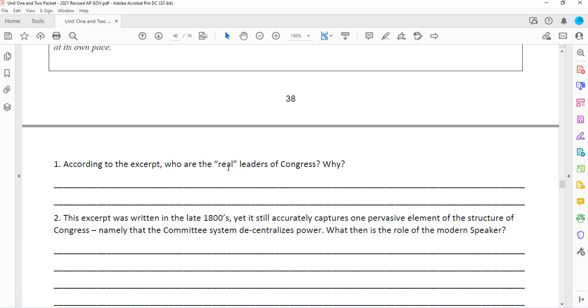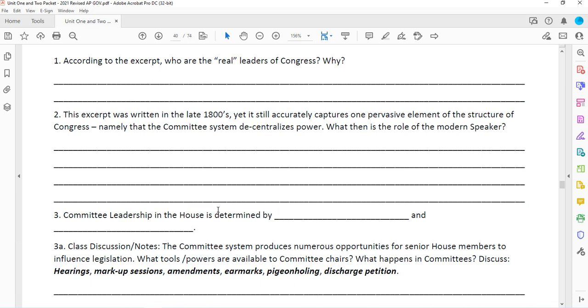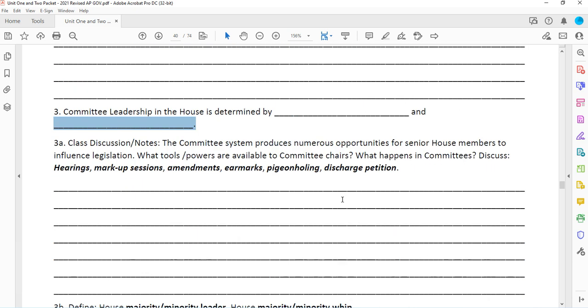So anyway, the real leaders of Congress, again, are the committee chairs, and the role of the speaker is really to make sure that the people appointed to committees are following the party's agenda more than anything else. Leadership is determined by majority status and seniority. Seniority is very important. We're going to talk a lot about that today.